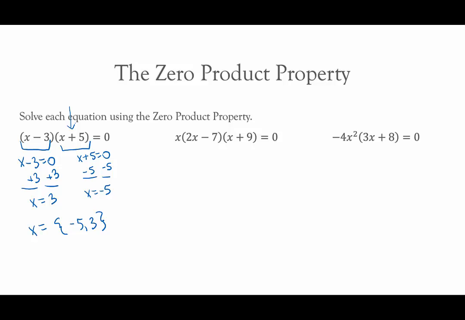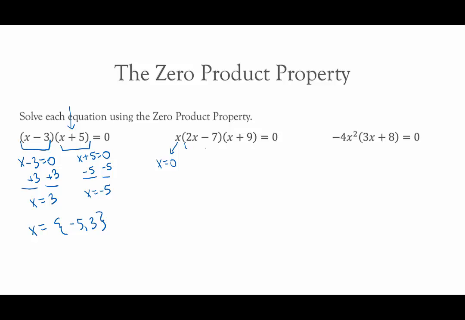Our middle one, I see 3 x's, so I'm expecting up to 3 possible solutions. So again, we have three factors. The first one is just this x itself. And when we go to set x equal to 0, there's nothing to solve. It's already solved. So one possible solution is that x is 0 itself.